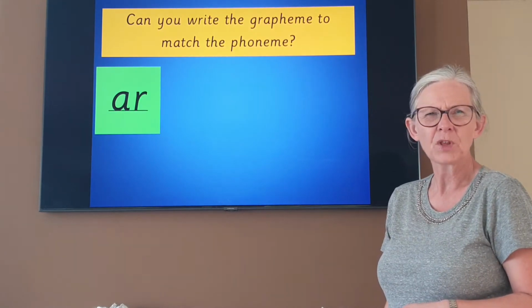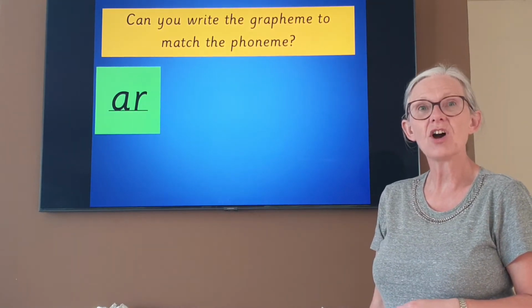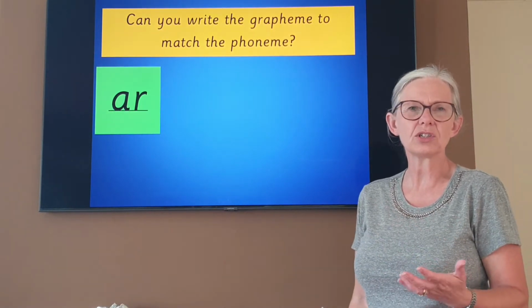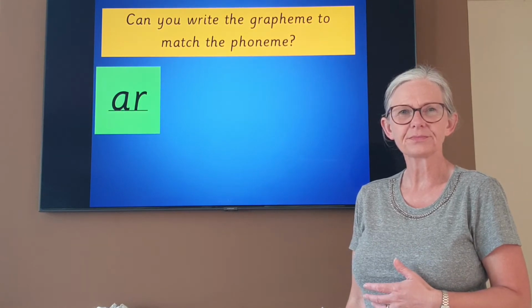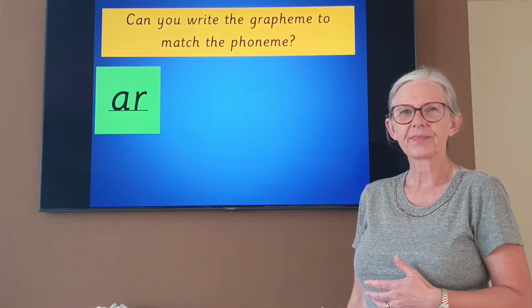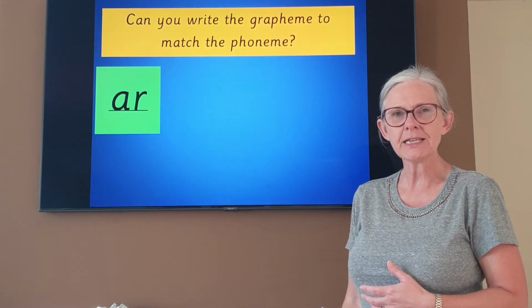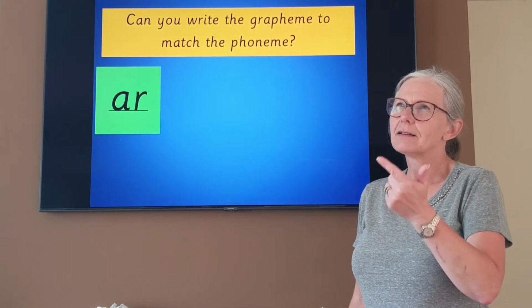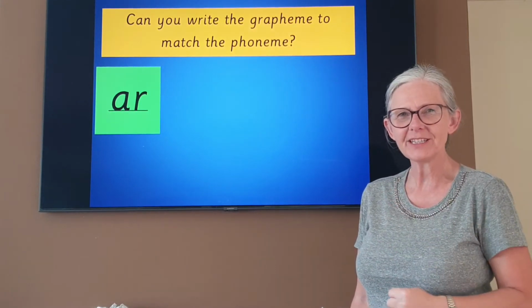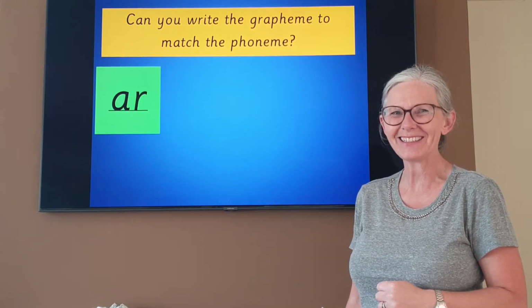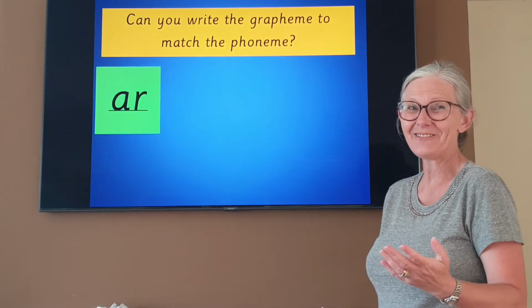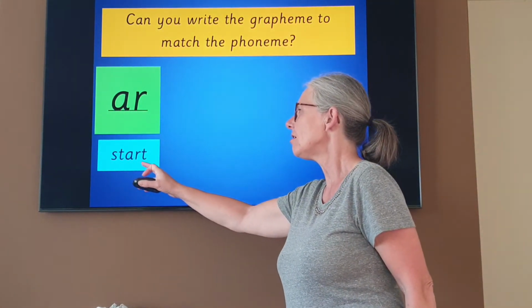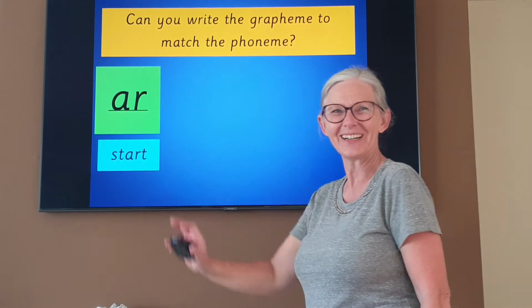Using R, could you write me the word start? Start. So sound talk start to your paper. Remember, pop your sound buttons underneath to check it. I think there's four phonemes in that word, so you should have how many sound buttons? Four, that's right. Are you ready? Let's have a look. Sound talk it with me. St, art, start. Well done.